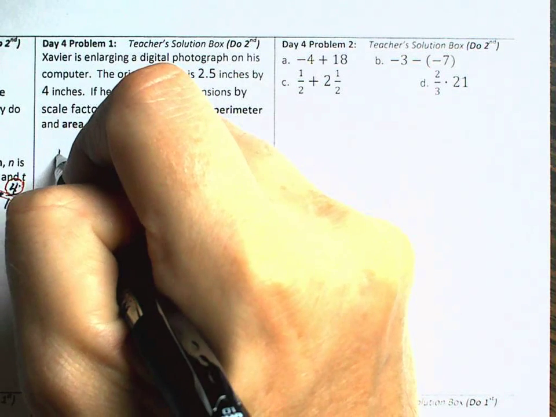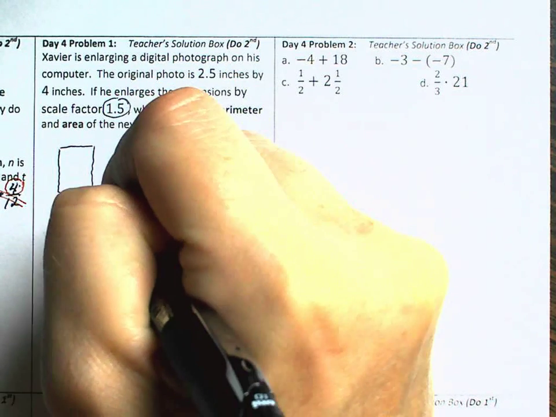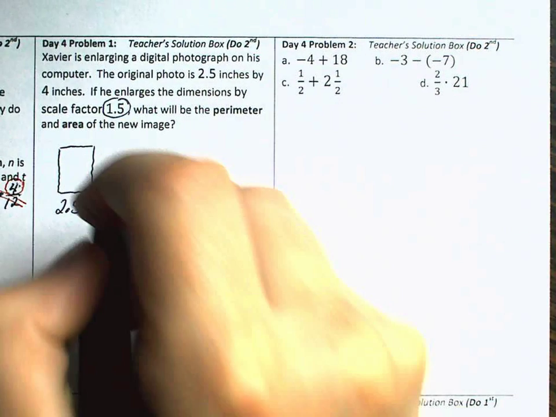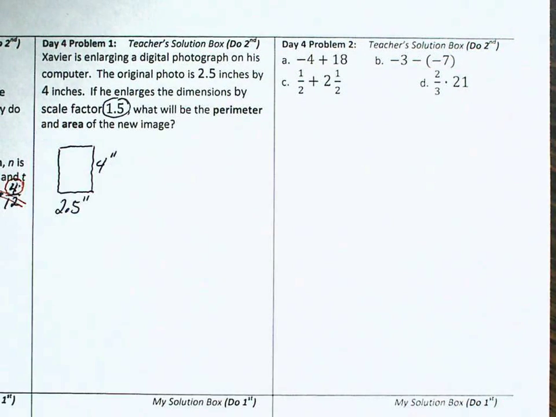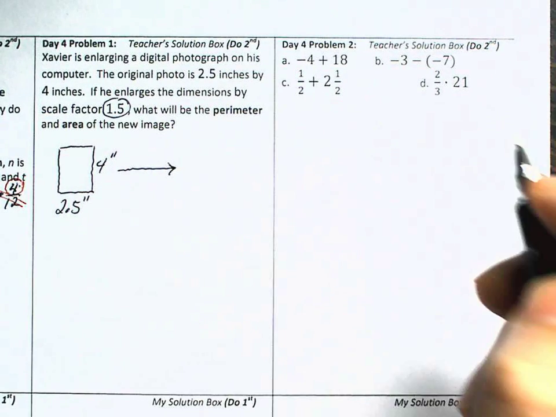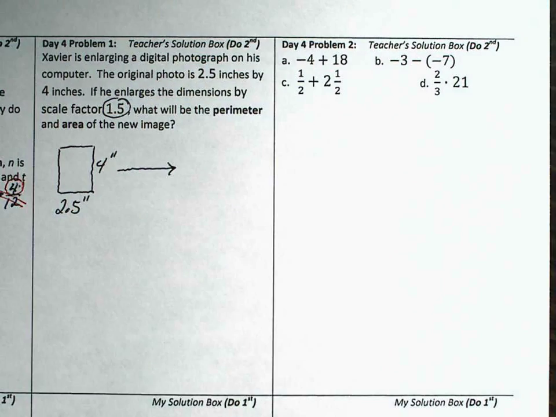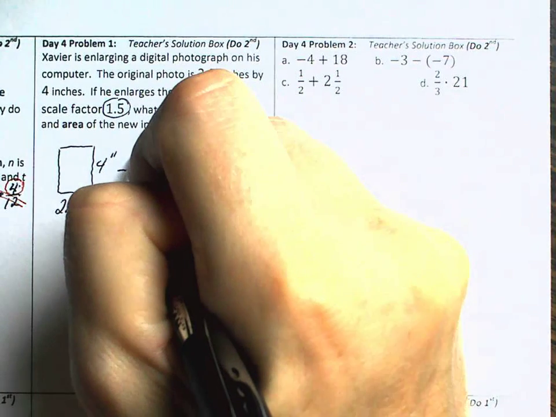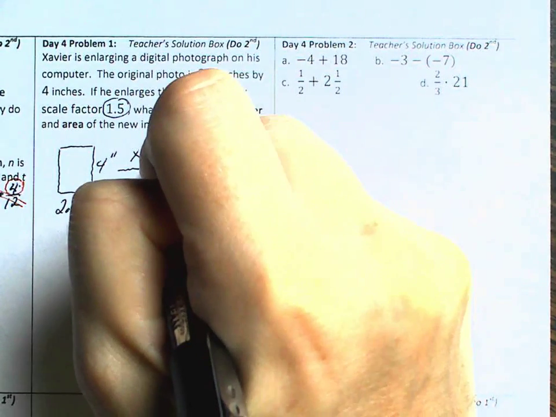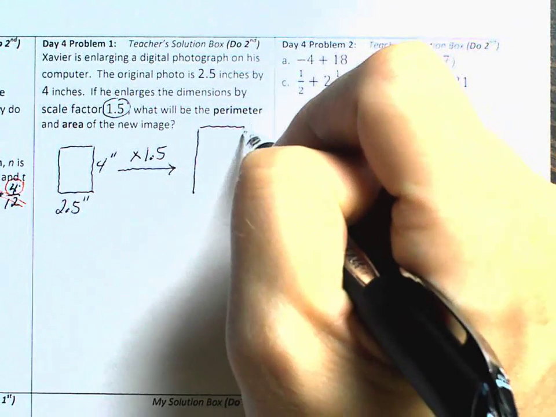So a quick sketch to help us visualize what's going on. Here is a sketch of a photograph, and it's 2.5 inches wide and 4 inches tall. Now Xavier is going to transform this photograph, and what's he doing here? He's enlarging it by a scale factor of 1.5. And so the transformation involves timesing by 1.5 to create a larger rectangle-shaped photo.